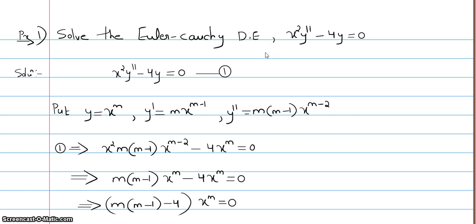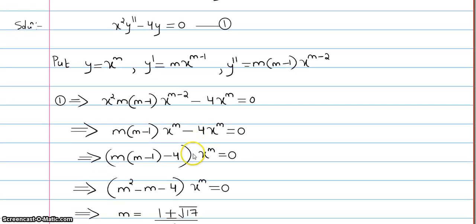Now let's see how we can solve an Euler-Cauchy differential equation. Solve the Euler-Cauchy differential equation x squared y double dash minus 4y equal to 0. I am taking this as equation number 1. Substitute y equal to x raised to m, y dash equal to m into x raised to m minus 1, and y double dash equal to m into m minus 1 x raised to m minus 2.